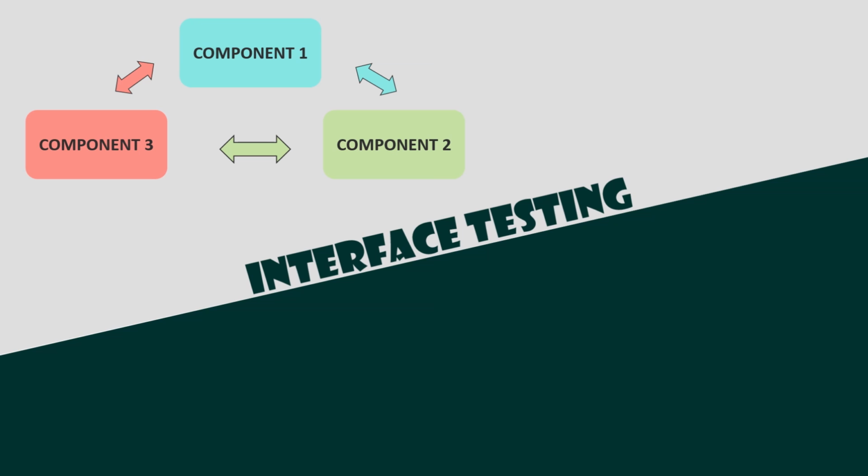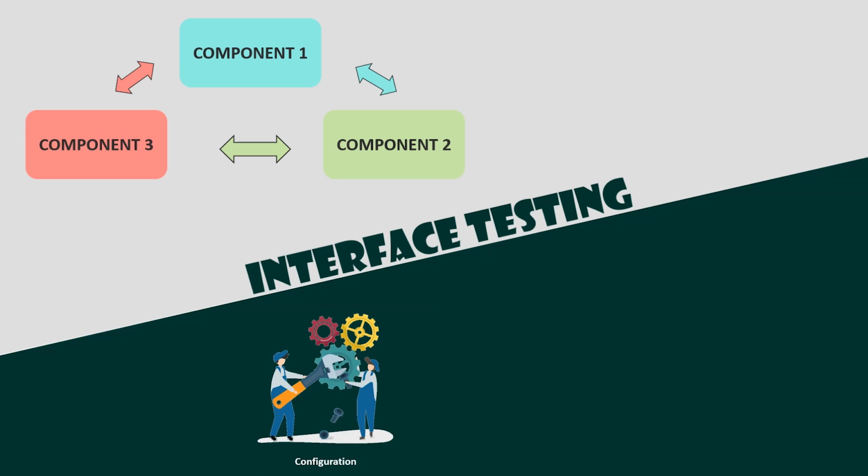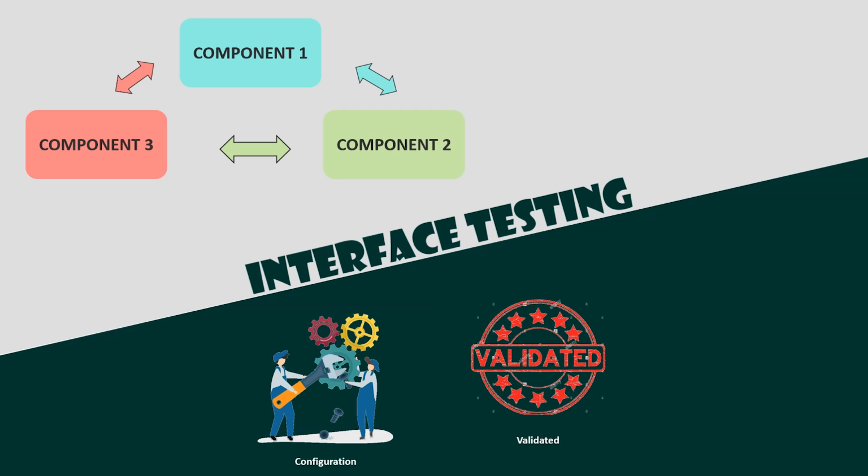So, there are three phases of interface testing in an interface lifecycle. First, we have the configuration and development. So, when the interface is configured and once the development starts, the configurations need to be verified as per the requirement. Next up is the validation. So, when the development is completed, the interface needs to be validated and verified. Now, this can be done as a part of unit testing also.